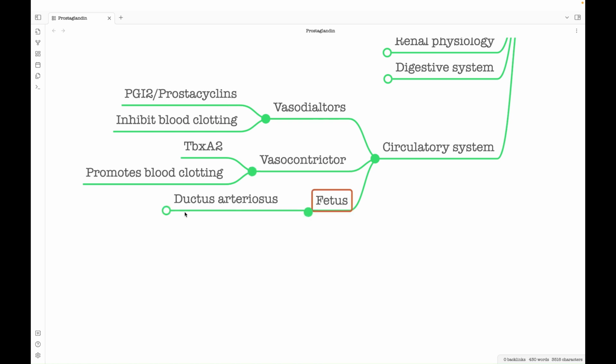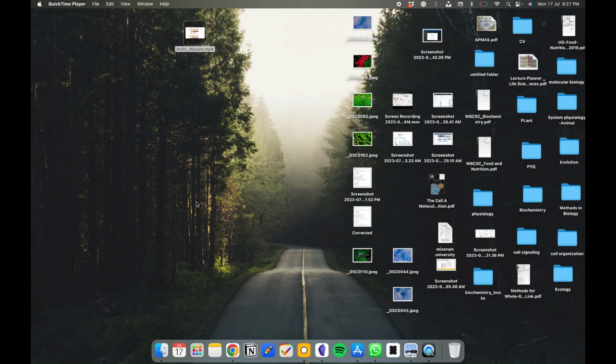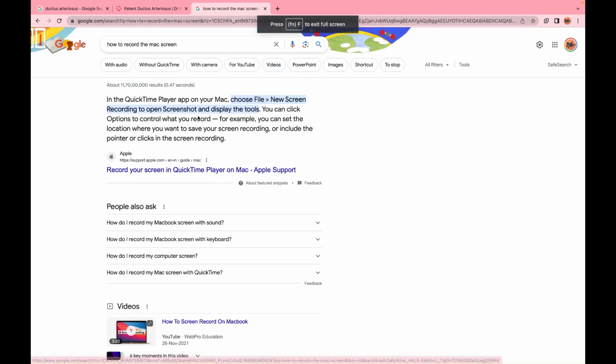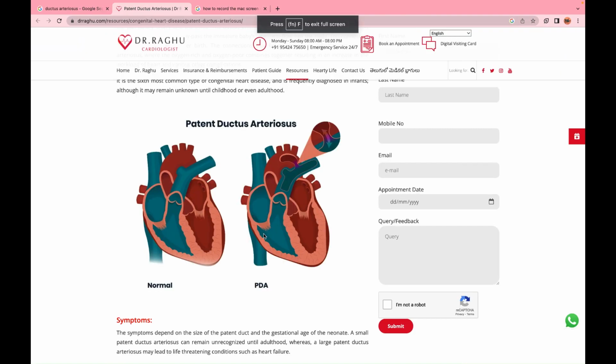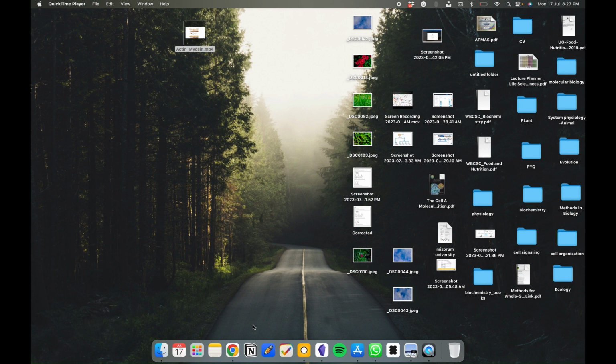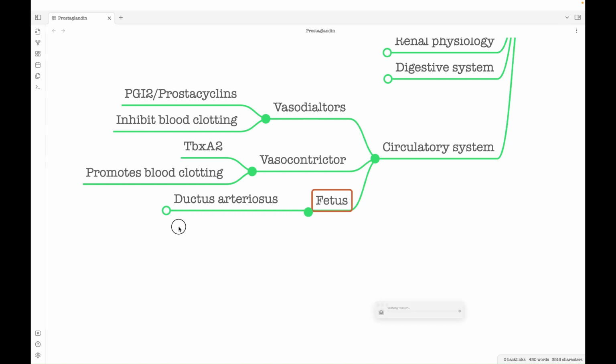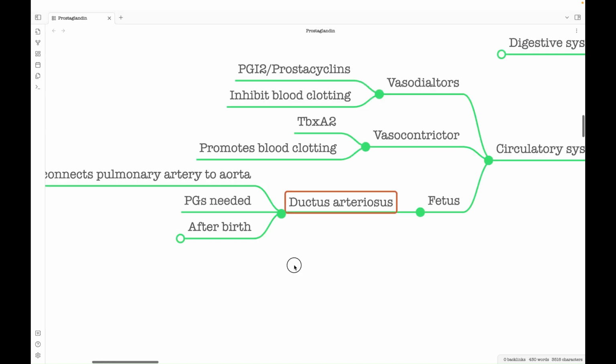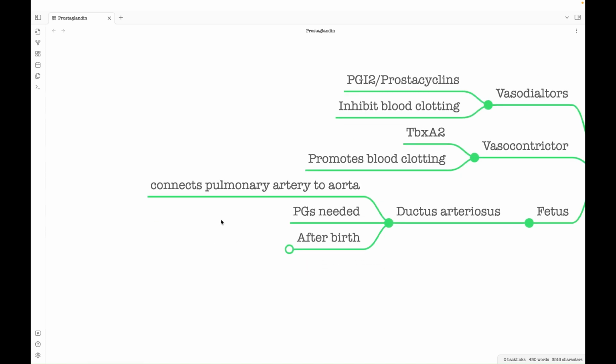Now for the fetus condition, we have the ductus arteriosus. Let me show you what the ductus arteriosus is. Yes, so this part is the ductus arteriosus. The ductus arteriosus is basically a channel which connects the pulmonary artery to the aorta, and for the formation of this ductus arteriosus, prostaglandins are needed.